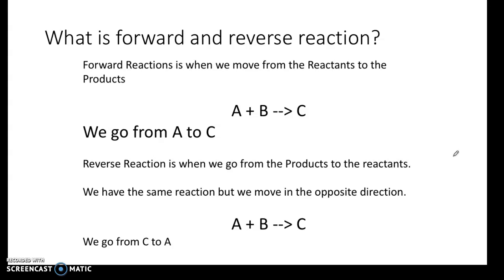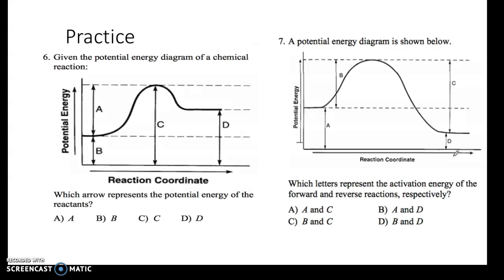Now we have a little bit of time left, so let's do two practice problems here. Probably only get to one. So for number 6, it says which arrow represents the potential energy of our reactants. Well, first thing I want you to do is label each part of the graph. So we know that this is our reactants, we know that this is our products, and we know that this is our activation energy.